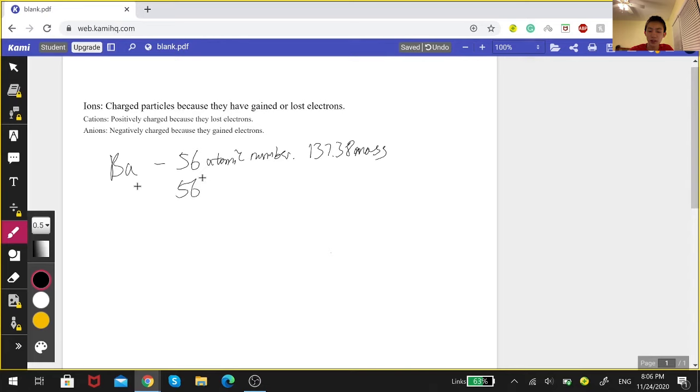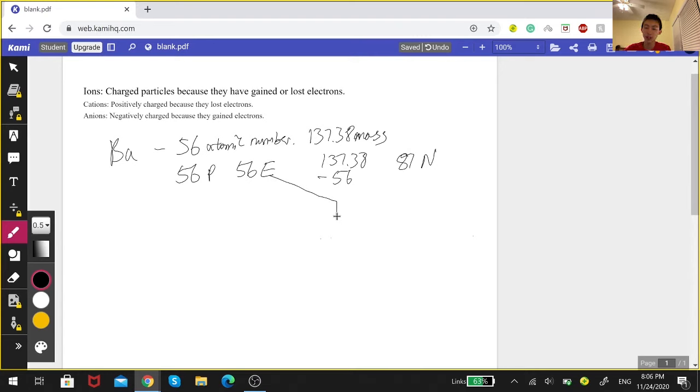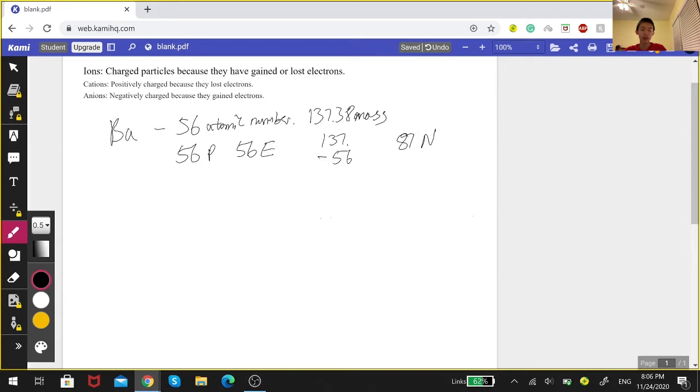Protons is 56, straight from the atomic number. In a neutral atom, electrons equal protons, so 56 electrons as well. Now, 137.38 minus 56 gives us about 81 neutrons. The extra weight goes into the electrons, but that's not really important. I found it by rounding this number into 137 minus 56 equals 81 neutrons.